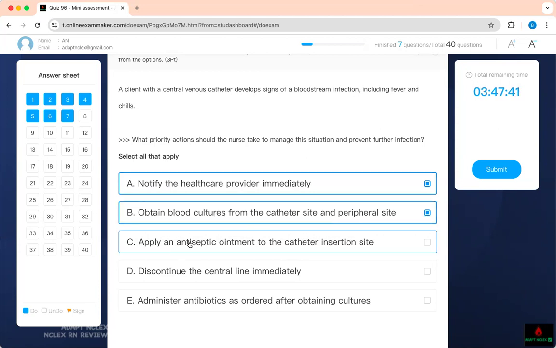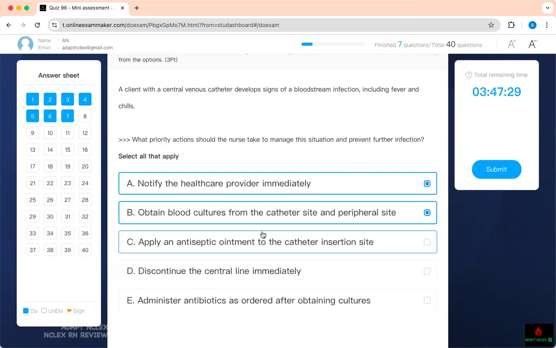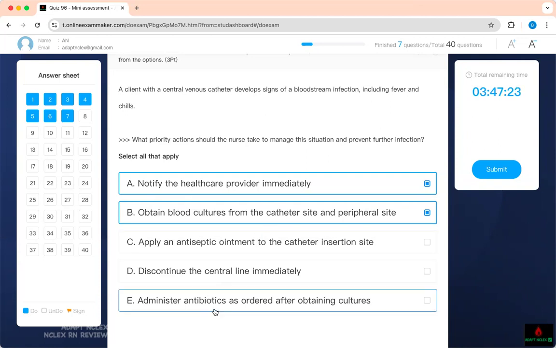Applying antiseptic ointment to the catheter is not going to help. This is a blood infection. Discontinuing the central line is going to delay management, because we have to give the patient antibiotics. You have to wait for the culture to be able to know if the line is infected. Administer antibiotic as ordered after obtaining culture is the right answer.